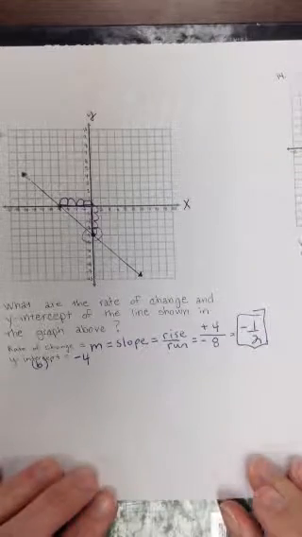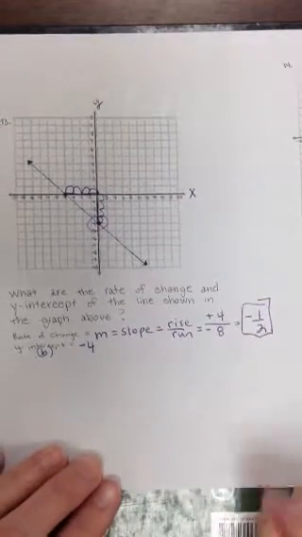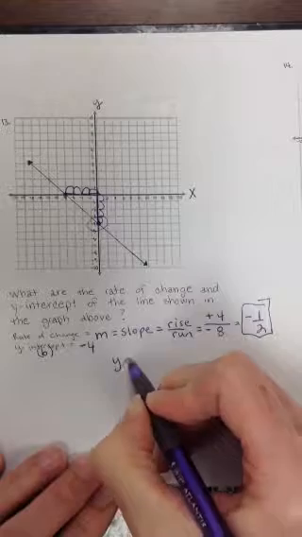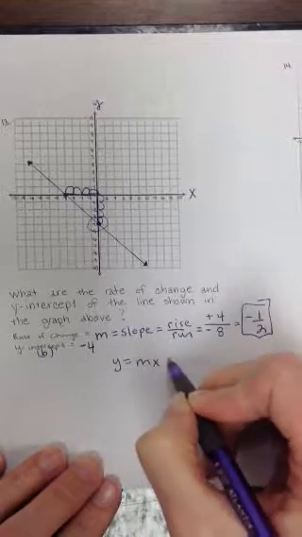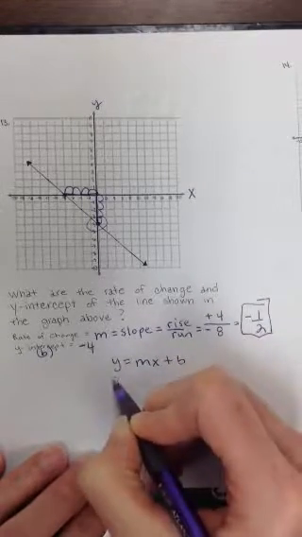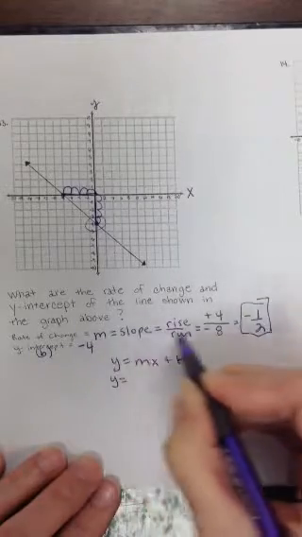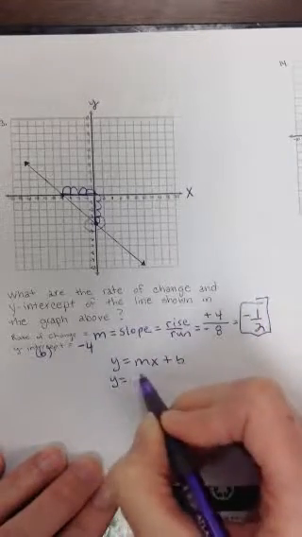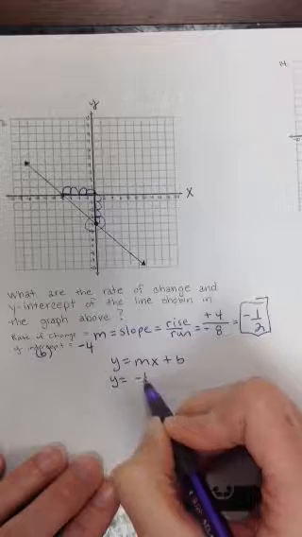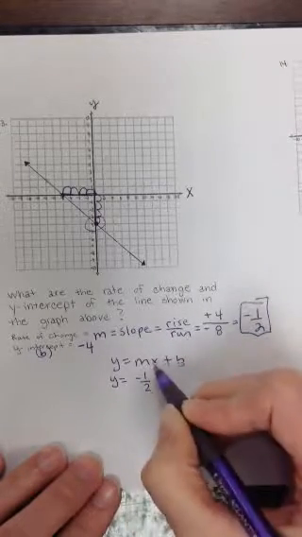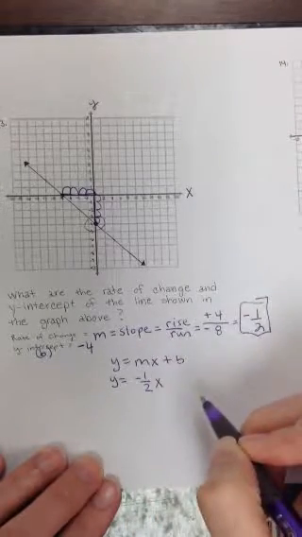Now, I know it didn't tell us to, but we're going to take it one step further. We're going to go ahead and build the equation y equals mx plus b. So my y equals, I found my m slope to be -1/2, so I'm going to fill that in for my m. So -1/2. My x is my variable that stays the same.